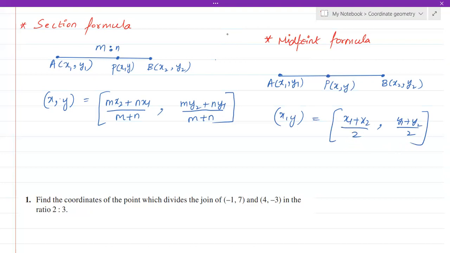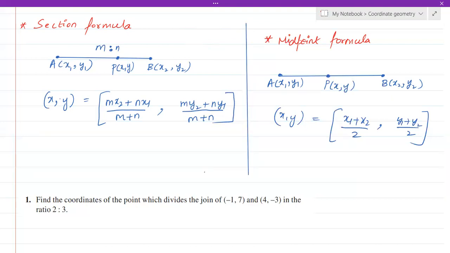We are going to use the section formula when the point P divides in an unequal ratio. That is, suppose the point is dividing the line in the ratio 2:3, 3:4, like this, an unequal ratio, we take the section formula. Suppose it is dividing the line segment in the ratio 2:2, 3:3, 1:1, in this case we are going to use the midpoint formula. So two different formulas, very, very important. We have to use the midpoint formula if P is a midpoint. Otherwise, we are going to use the section formula. So two important formulas. Let's start with the exercise problems.